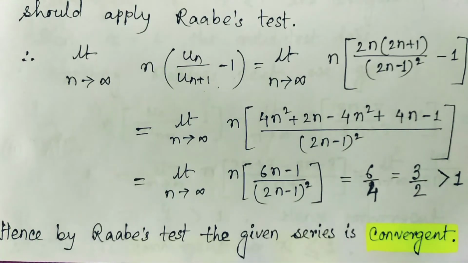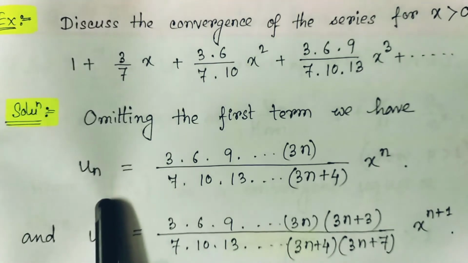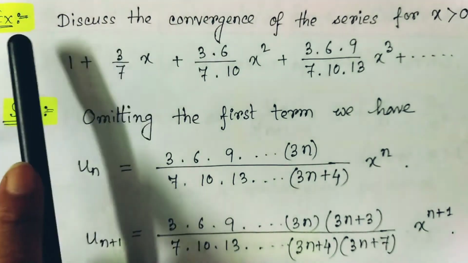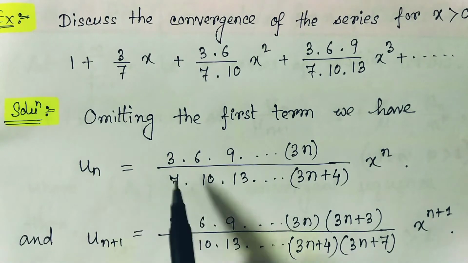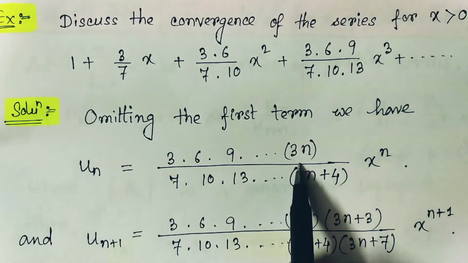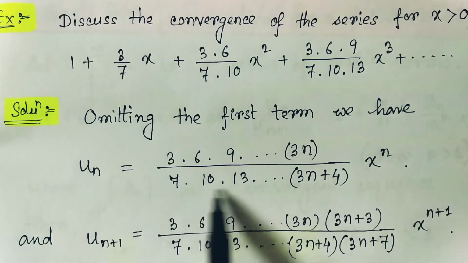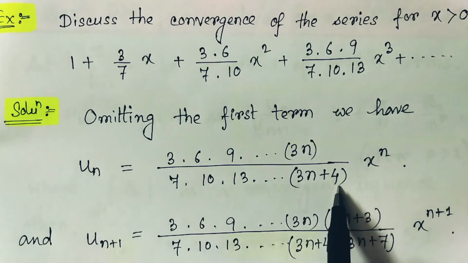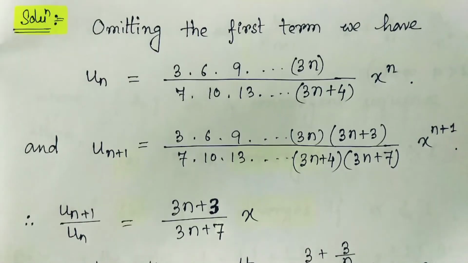Now one more example we should do. Here the series is 1 plus 3 by 7 into x plus 3 into 6 by 7 into 10 into x square, and so on. Here again we find un by omitting the first term, and un is 3 into 6 into 9 into 3n, divided by 7 into 10 into 13 into 3n plus 4, into x to the power n. From here we can easily find un plus 1.